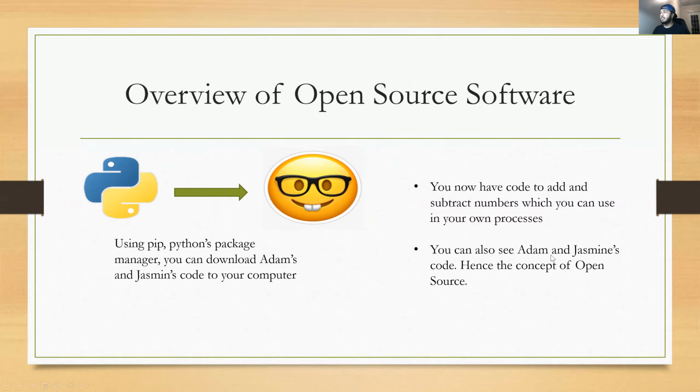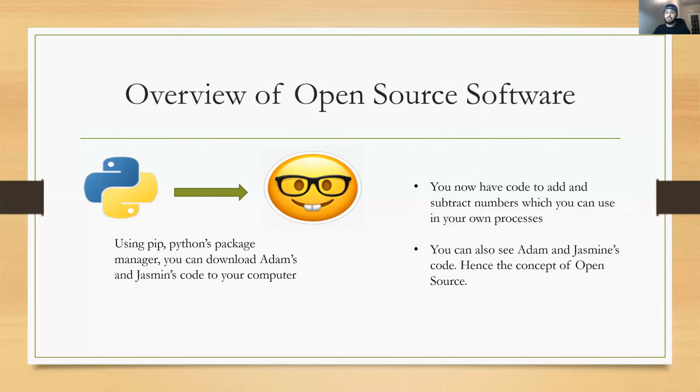And here's why it's called open source. Because in this particular example, you'd actually be able to see Adam's and Jasmine's code within your computer. So that's basically what open source means, and it's really powerful because a lot of people can contribute to the code base. And especially with Python, you have a lot of packages out there with a lot of different functionality, so it's really easy to do a lot of different things with very little code that you write on your own.